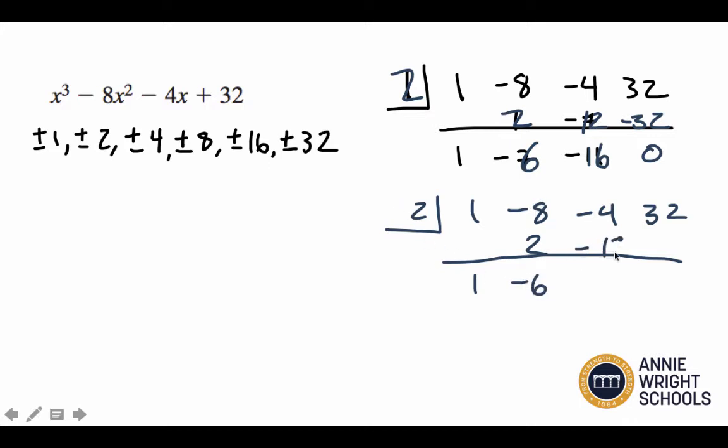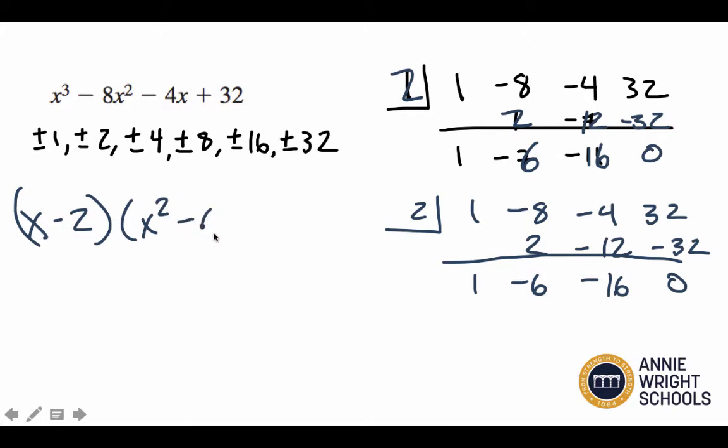Multiply by 2, negative 12. Add those up, get negative 16. Multiply by 2, get negative 32. Get a 0. That 0 tells you x minus 2 is a factor of this polynomial, and what you're left with is x squared minus 6x minus 16.